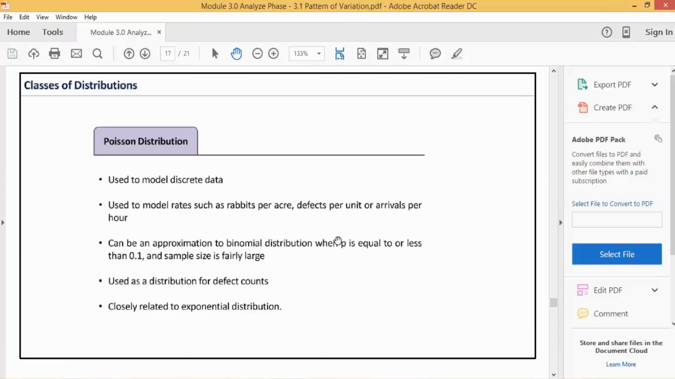Poisson distribution. What is Poisson distribution? Used to model discrete data. Used to model rates such as rabbits per acre, defects per unit, or arrivals per hour. Discrete data is what? Which cannot be measured. So Poisson distribution is used here. You can see in Minitab, there is a Poisson distribution option, there is a binomial distribution option. You can use the data there and find out the models: rabbits per acre, defects per unit, or arrivals per hour. Use it as a distribution for defect counts. How many defects are there?